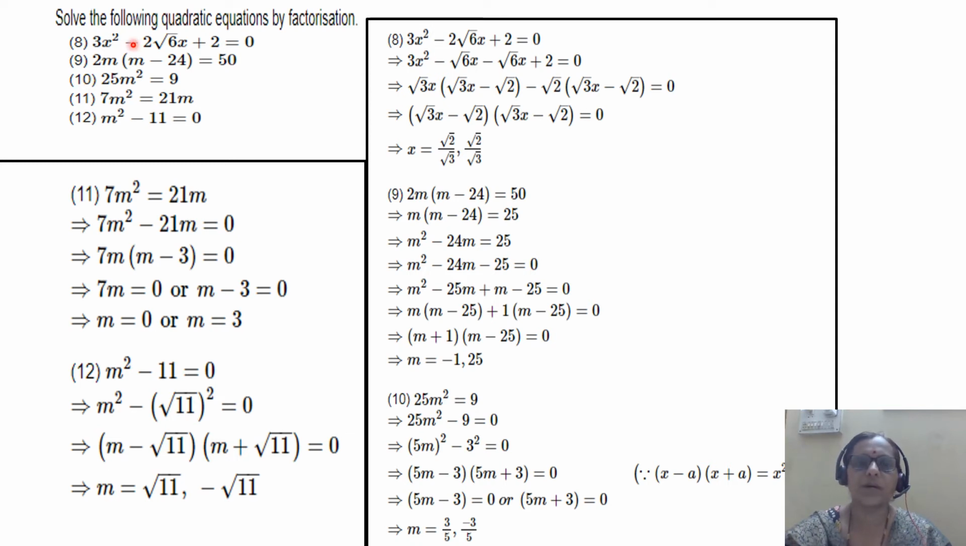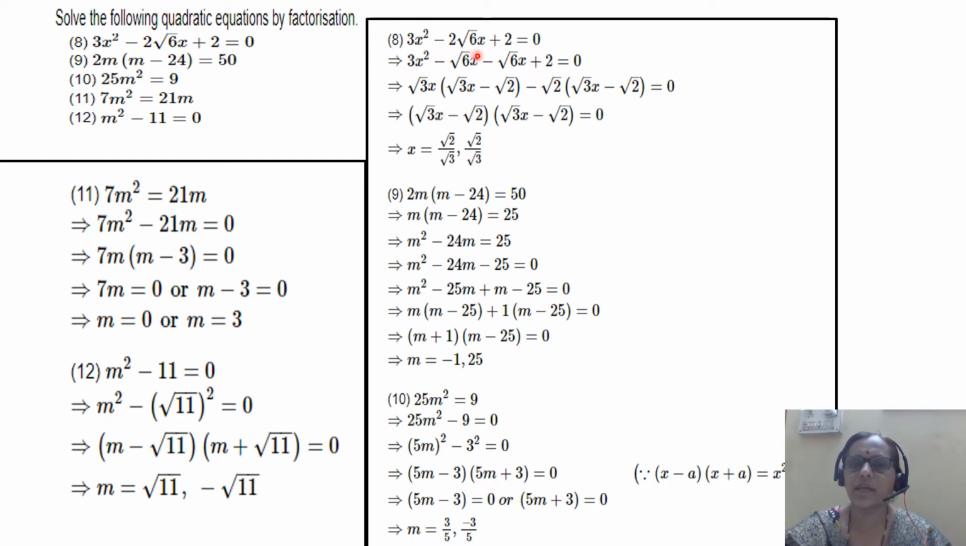More examples by factorization method. 3x² minus 2√6x plus 2 equal to 0. So 3x² minus 2√6x can be written as minus √6x minus √6x plus 2 equal to 0. So the product of the first and last term is 6x² and the addition of the middle two terms is minus 2√6x.